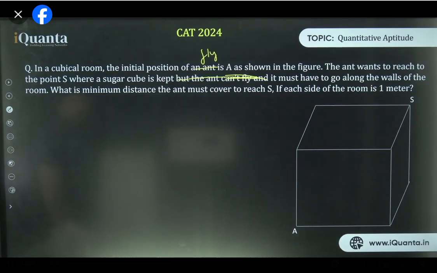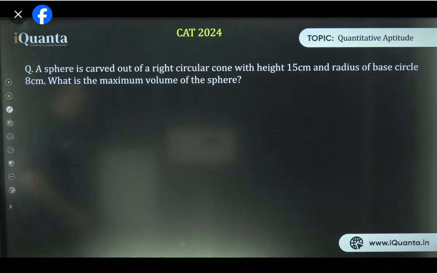Very good. Remind me after some time. I'll make a question based on this one only. Let's see who solves it rightly. Okay, let's go here. A sphere is carved out of a right circular cone with height 15 centimeter and radius of base circle 8 centimeter. What is the maximum volume of the sphere?